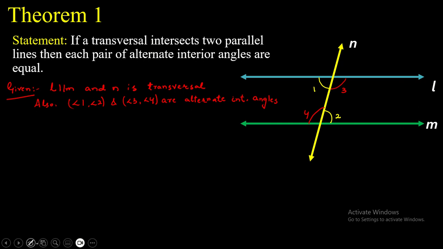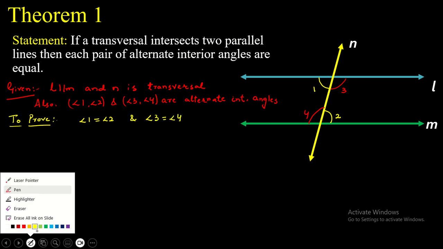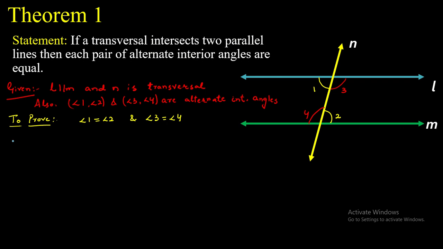Now we have to prove that these alternate interior angles are equal. So we have to prove angle 1 is equal to angle 2, and we also have to prove that angle 3 is equal to angle 4. Let us prove it.